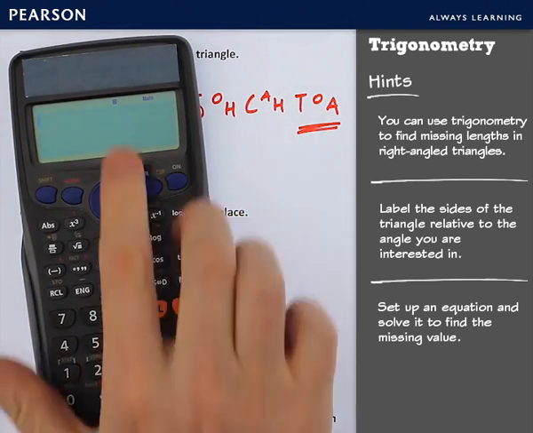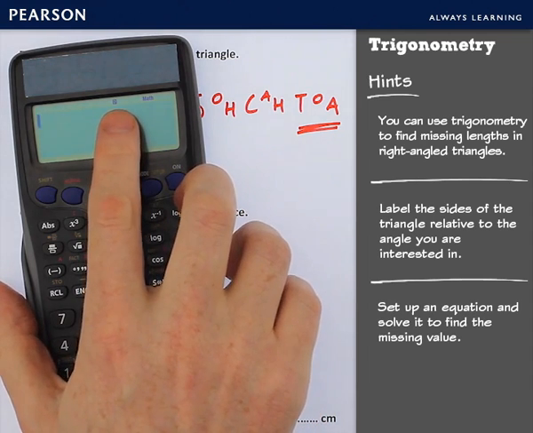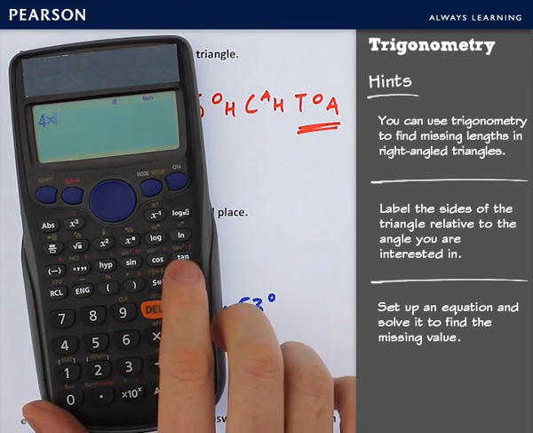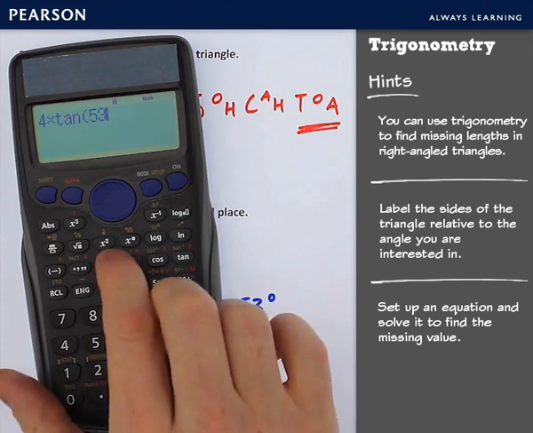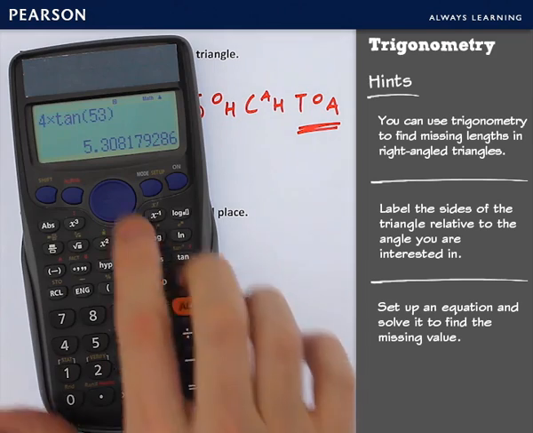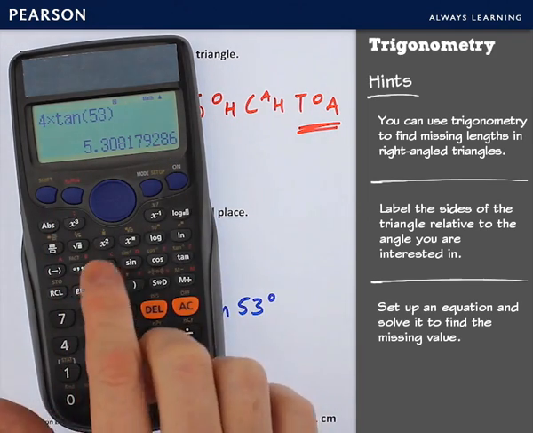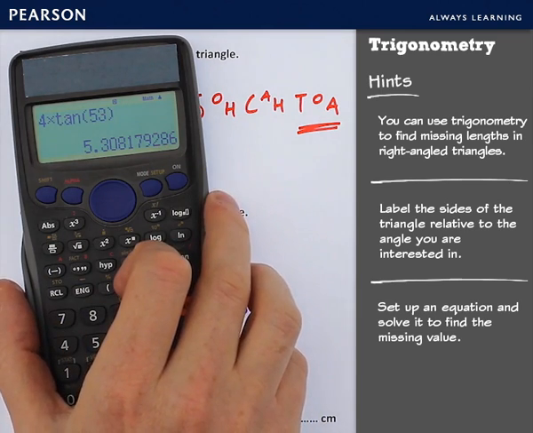Make sure that your calculator's in degrees mode. Look for this little D at the top of the screen. You can use the tan button to enter tan of 53 degrees. Write down at least 4 decimal places off of your calculator display before you round your answer.